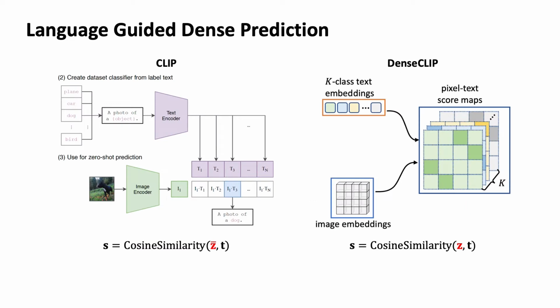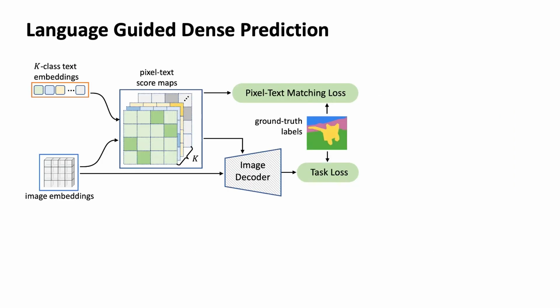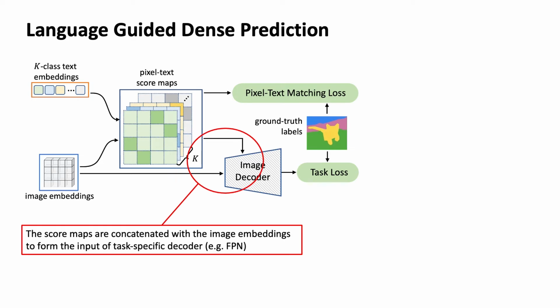Here we illustrate the main difference between the inference of CLIP and our language-guided dense prediction. While CLIP uses the global feature Z bar to match the text features T, we use the feature maps Z instead. The pixel-text score maps have two functions. First, we can concatenate the score maps with the image embeddings to form the input of the task-specific decoder. Second, the score maps can be used to compute pixel-text matching loss to facilitate training.